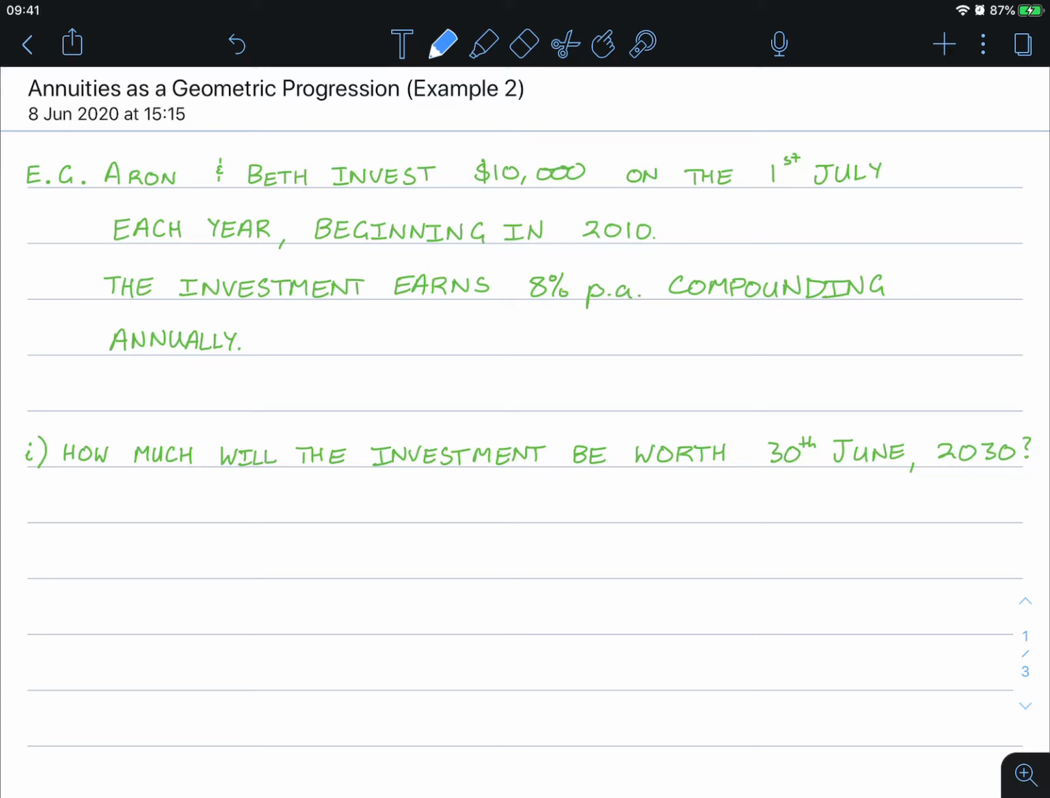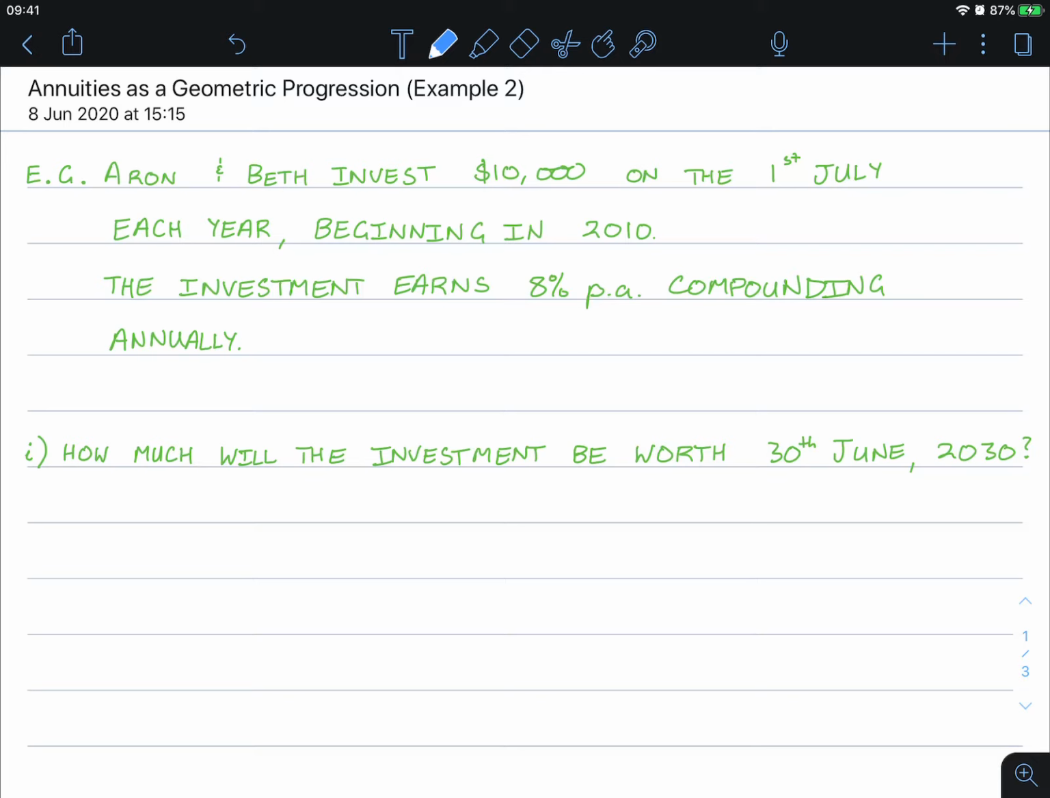Here we go. Aaron and Beth invest $10,000 on the 1st of July each year beginning in 2010, and the investment earns 8% per annum, compounding annually. How much will the investment be worth on the 30th of June 2030? Now it's important to note that 30th of June is one day before Aaron and Beth put another $10,000 in. Okay, so we will not be including the $10,000 on the very last investment.